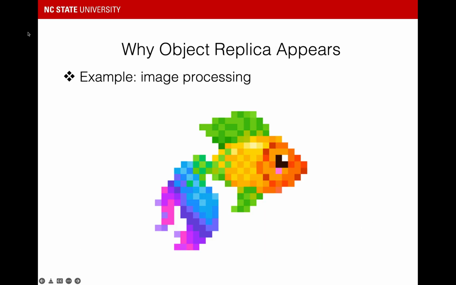So why do object replicas appear? Here I give an example in image processing. We investigate a Java application that divides a graph into small blocks, like this fish picture. To process the image, the Java application creates an object for each small block instead of creating a single object for the whole graph. Consequently, some of the created objects have the same content due to the good value locality among adjacent blocks. In this picture, we can see some adjacent blocks have the same color.